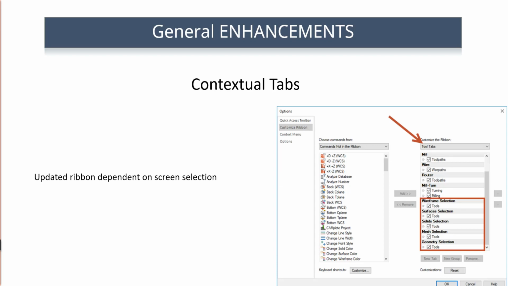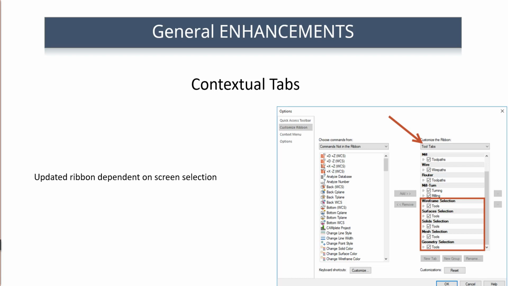Contextual tabs. This is a little bit bigger change. If you have a wireframe on your screen and you click the wire, it will change your ribbon to a lot of the functionality that wireframe typically uses. That is what the contextual tab is. Now, we do have them for wireframe, surfaces, solids, mesh, and geometry selections.